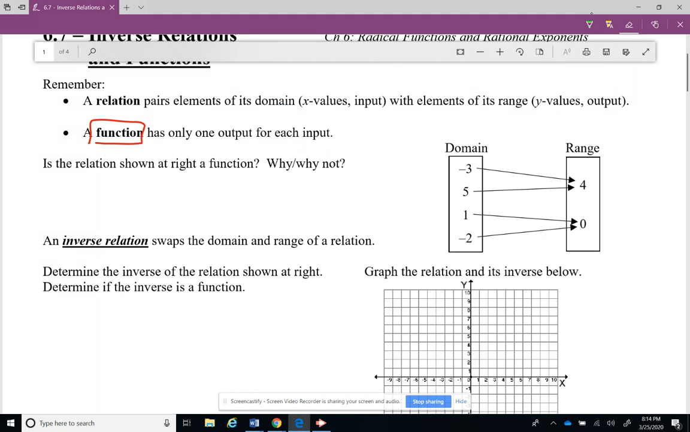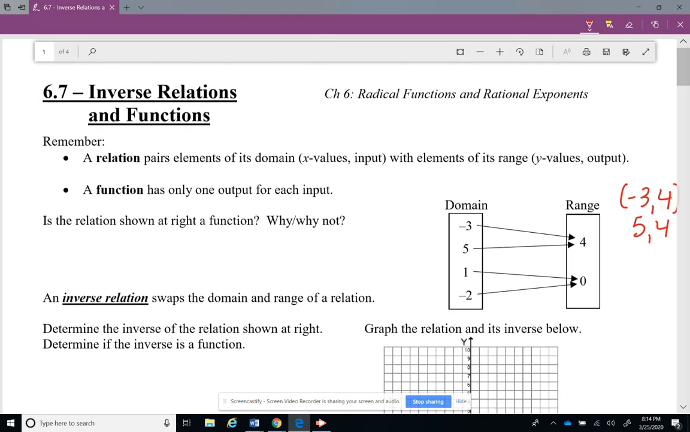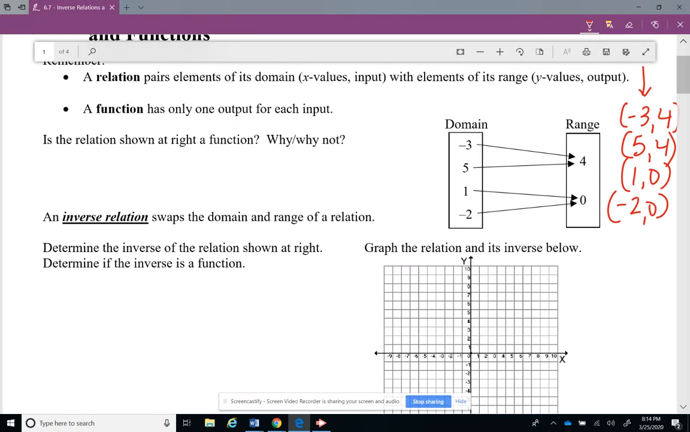All right, so don't write down what I'm fixing to write down, but go ahead and kind of say it out loud or listen to me. I'm just going to list off the ordered pairs. You don't have to list them off like I'm doing. Just listen. -3, 4, 5, 4, 1, 0, -2, 0. Now, do you see if any of the x values are repeated? No. All right, since no x values are repeated, then this is a function.